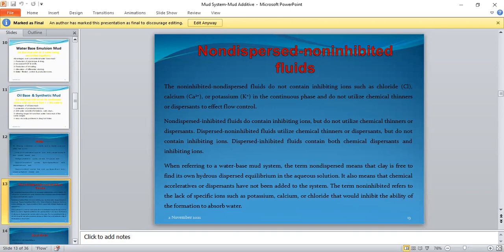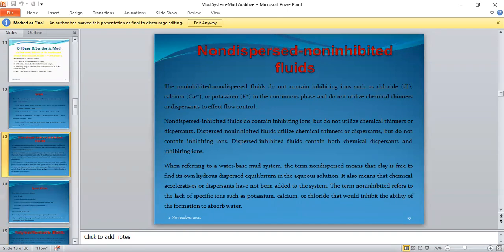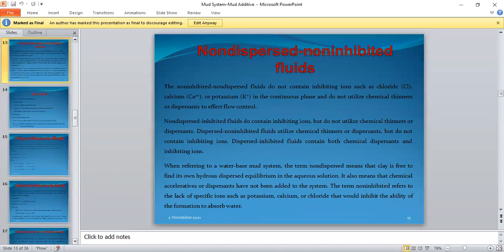Non-dispersed, non-inhibited systems or fluids. The non-inhibited, non-dispersed fluids do not contain inhibiting ions such as fluoride, calcium, potassium in the continuous phase. That means they don't have it in the water. They don't have all these salts, potassium, things you will use to take care of the formation. They don't have it in the continuous phase. The continuous phase is water, and they do not utilize chemical thinners or dispersants to affect fluid control.